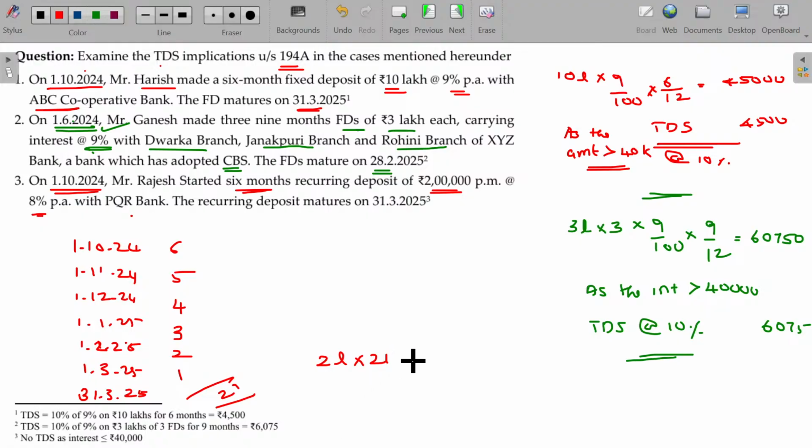For that, 8% will be calculated for how many months? 1 month. I have converted that into months, so I have to reconvert that to year by dividing by 12. Come on, what is the value? 28,000. Or you can calculate independently for every period. For the first period, 2 lakhs for 6 months, another 2 lakhs for 5 months. That's how you can calculate, no problem. Or you can calculate here 1 month into 2 lakhs into 8%. What is the value finally?